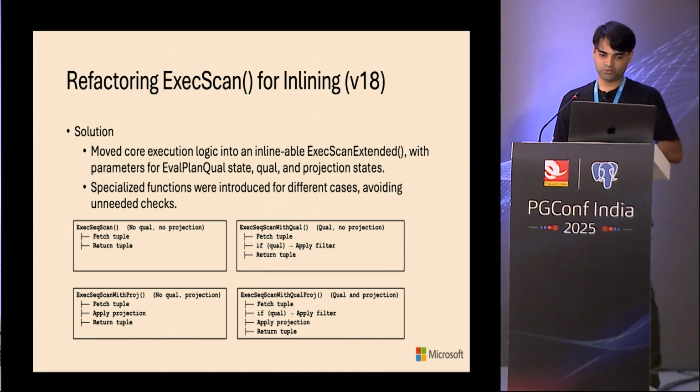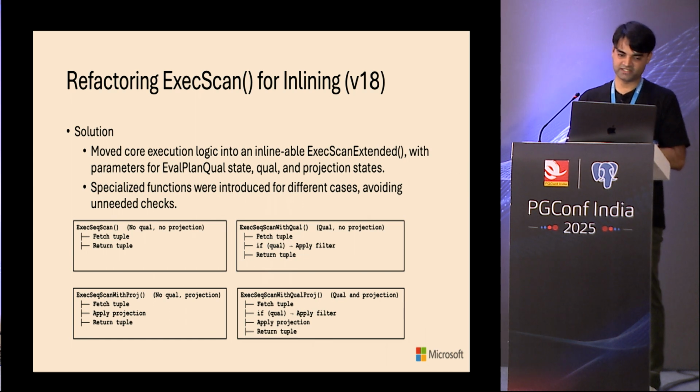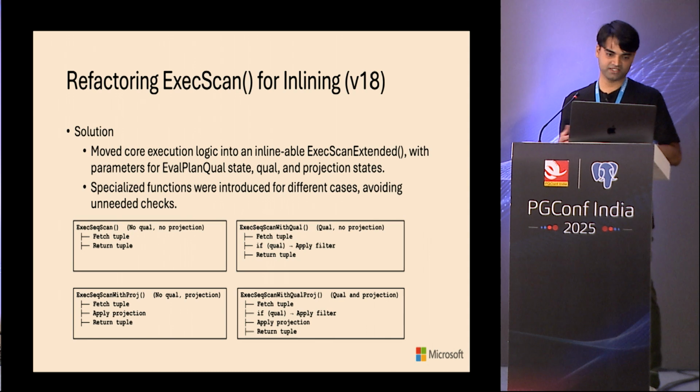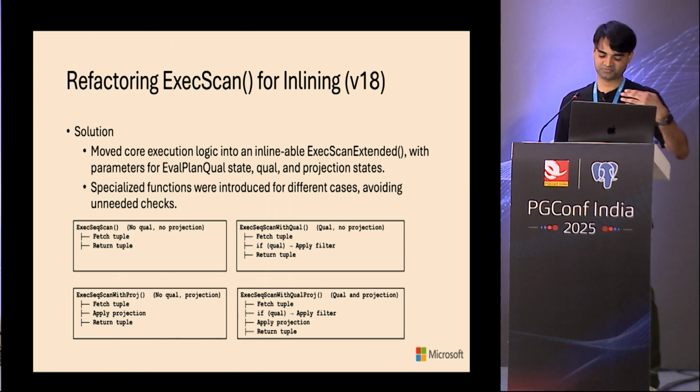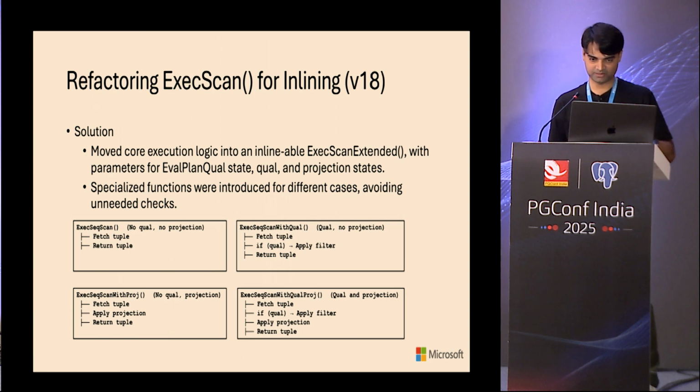And now we have these 4 specialized versions. So the first one, we know that there are no quals to check and no projection to be done. So it just fetches the tuple and returns the tuple. No branches for checking qual and no projection. And again, we have with qual, with proj. With qual has to check the qual, and with proj has to apply the projection.